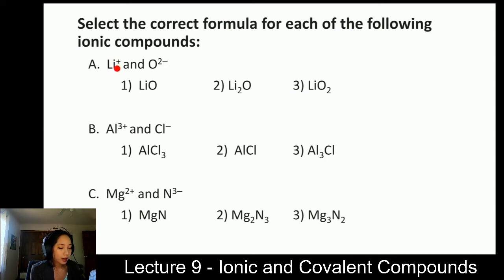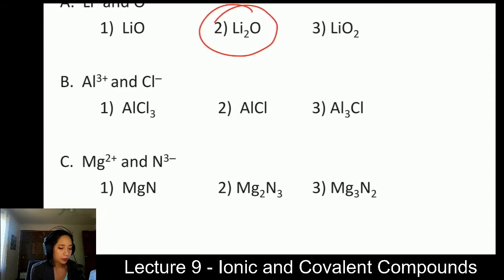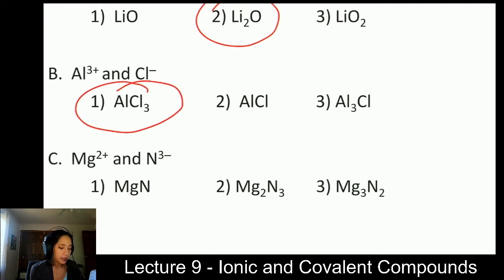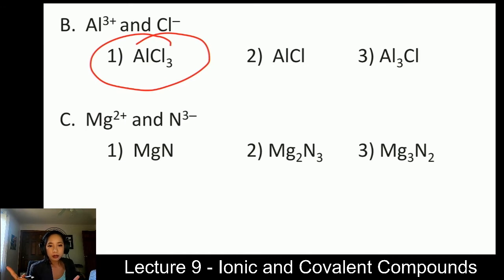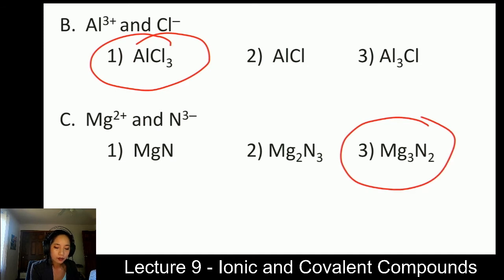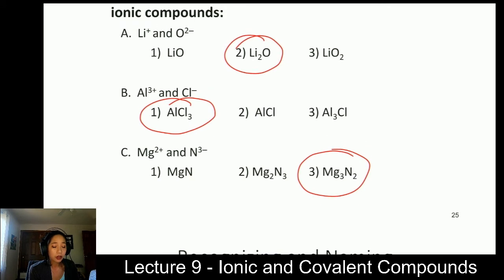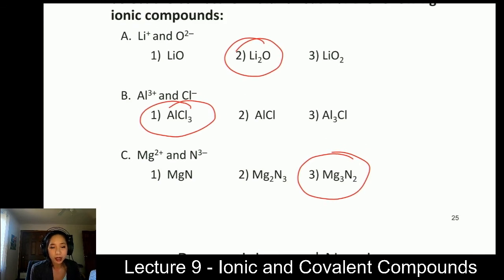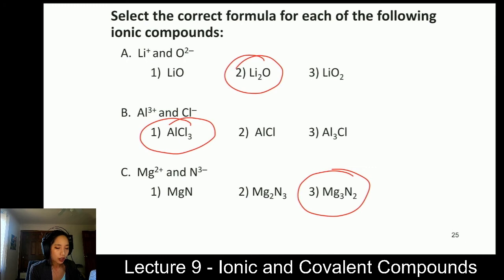The lithium cation in this first one is +1. Oxygen has -2. So we need 2 lithiums. So our answer would be 2 here. How do you combine aluminum and chloride? I think we did this example, but we need 3 chlorines, or chlorides. And then our last one, magnesium and nitrogen. Again, if you just switch the charges and make them opposite subscripts, then you will get your answer. Number 3 is our answer between magnesium and nitrogen. There have to be 3 magnesiums and 2 nitrogens.